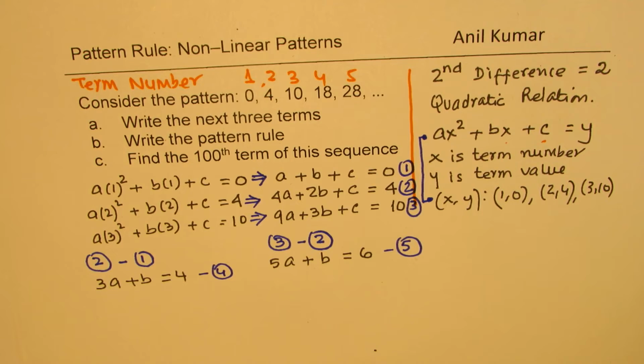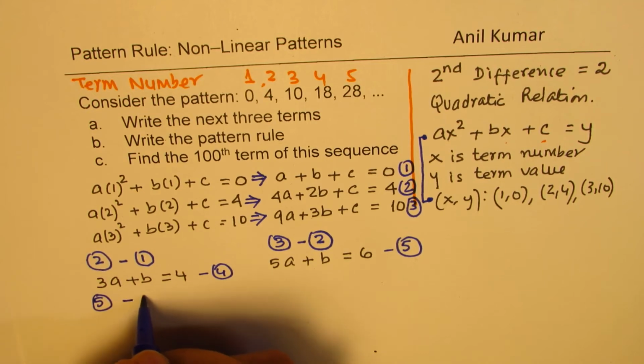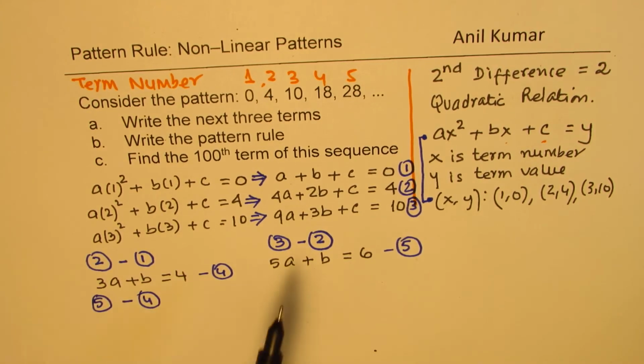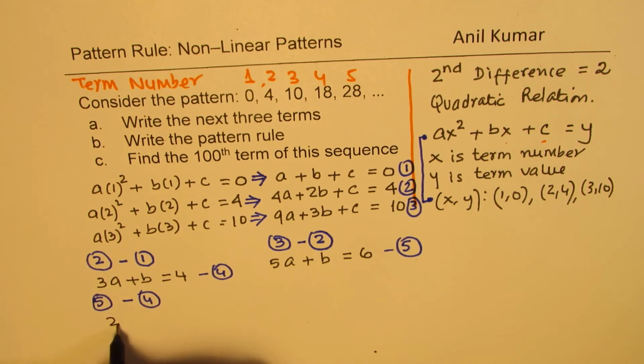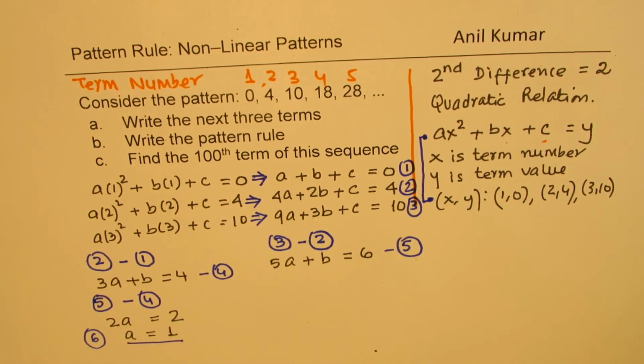Now in these equations, we have A's and B's. We can eliminate B by subtracting one from the other. 5 minus 4. Do you see that? So if I do equation 5 minus equation 4, in that case, 5A minus 3A is 2A. B and B cancel. 6 minus 4 is 2. And from here, we get A is equal to 1. 2 divided by 2, right? So we get the value of A. Now once we get the value of A, let's call this our equation number 6. We at least know A is 1 for us. We'll also talk about a shortcut method to find A at the end of the video.